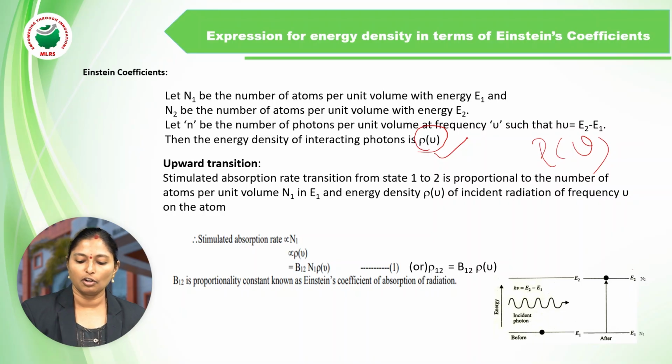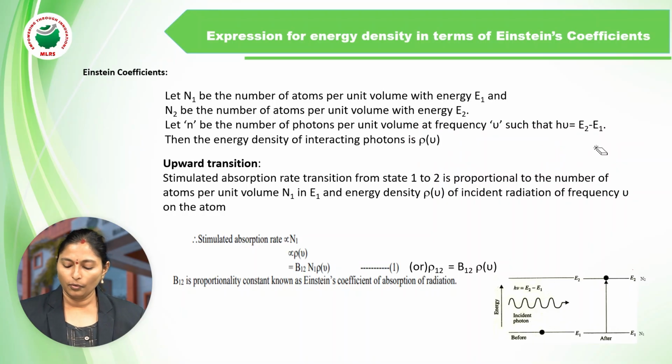So let's start this derivation. The ground level we call level 1 and the excited level we call level 2. What is going to happen? In the stimulated absorption process, the transition rate depends upon the number of atoms in the ground state and the incident photon energy.